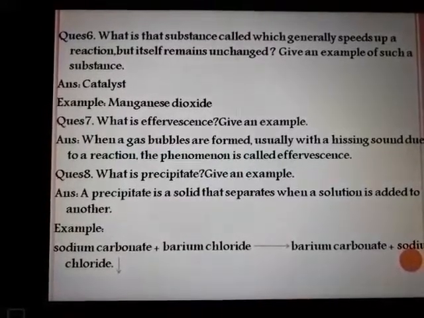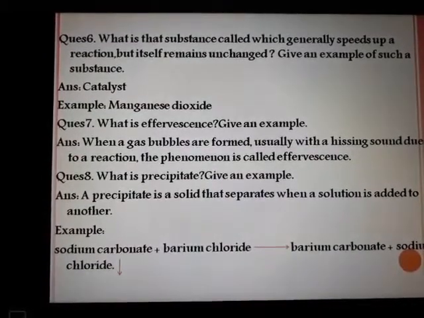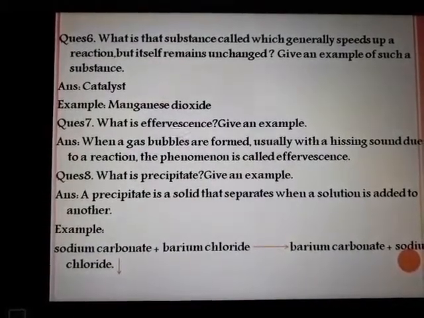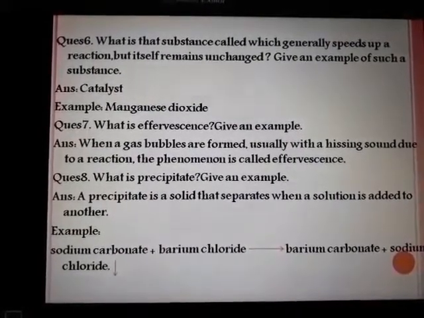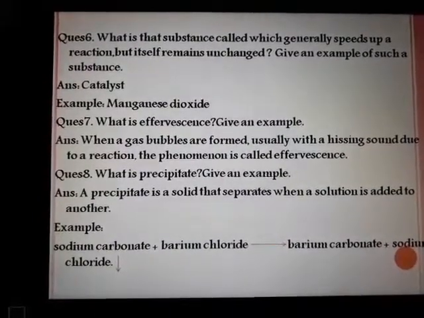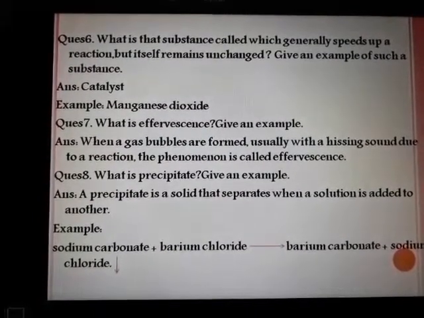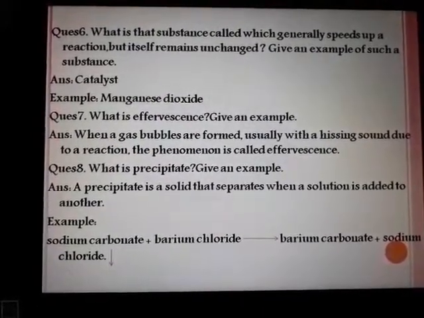Now, our question number 8, what is a precipitate? Give an example. Write down its answer. A precipitate is a solid that separates when a solution is added to another. Example, sodium carbonate plus barium chloride gives barium carbonate plus sodium chloride. In this, barium carbonate is a precipitate.